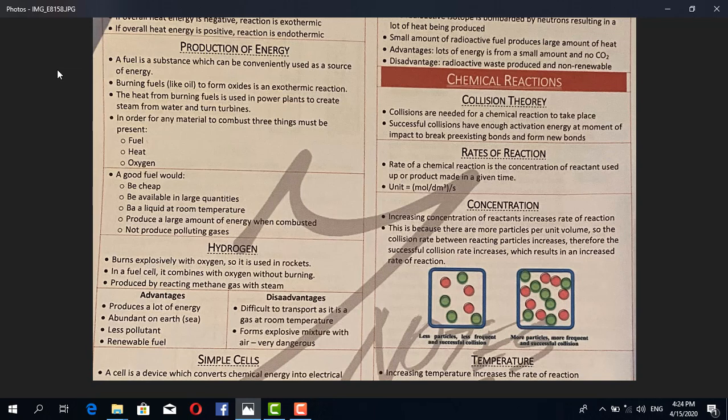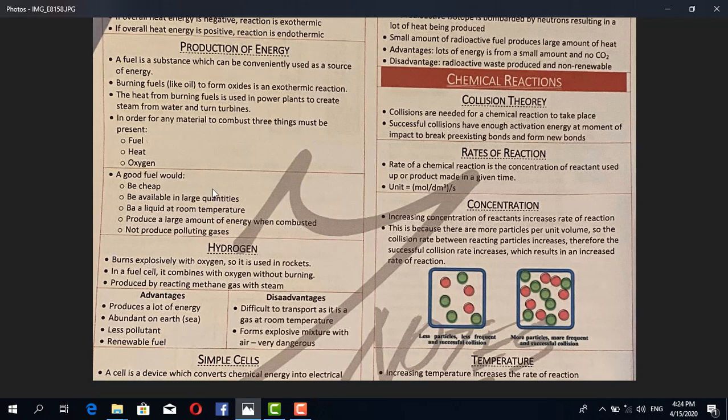In order for any material to combust, meaning to burn, three things must be present. We call it the triangle of combustion: you have to have the fuel, the heat and oxygen. Because how would you burn something if you don't have enough oxygen? How would you burn it if you don't have heat? And how would you burn it if you don't have the fuel, or the object that you want to burn?